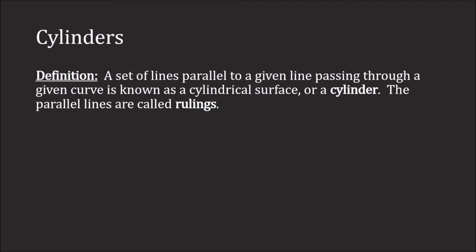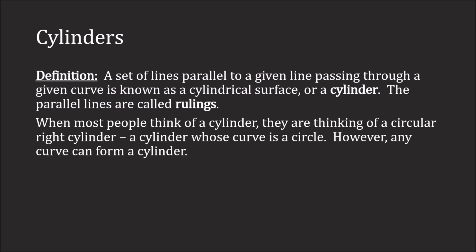Let's now move on to looking at cylinders. So a set of lines parallel to a given line passing through a given curve is known as a cylindrical surface, or a cylinder. The parallel lines are called the rulings of the cylinder. Now, when most people think of a cylinder, they think of what's known as a circular right cylinder, right? A cylinder whose curve is a circle. However, any curve can form a cylinder.